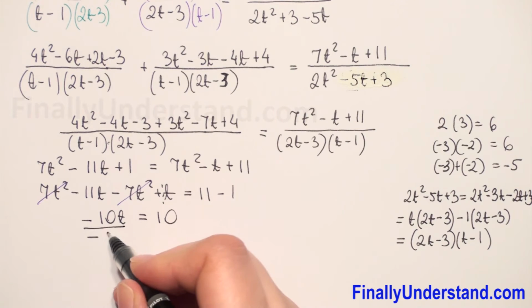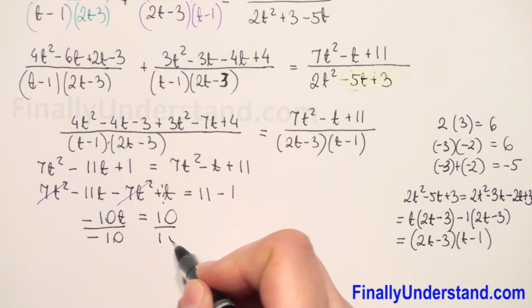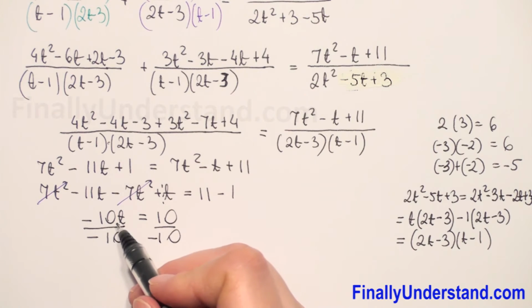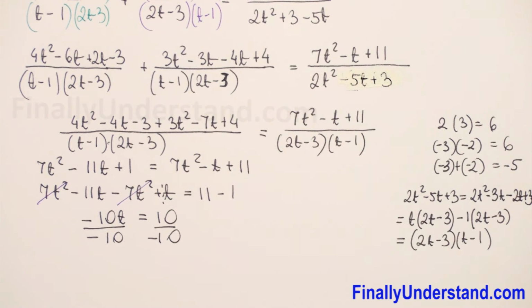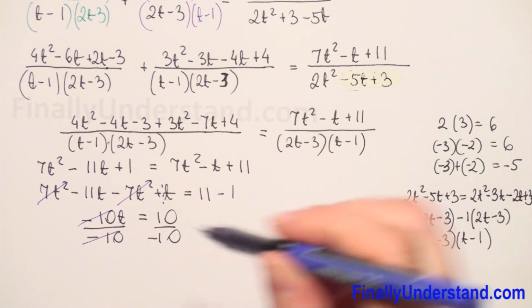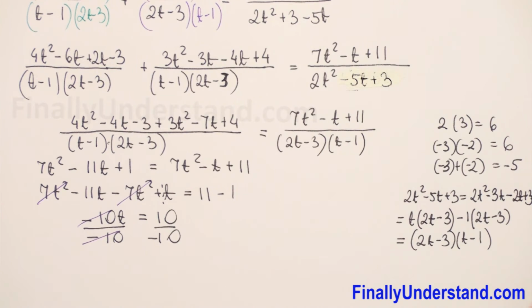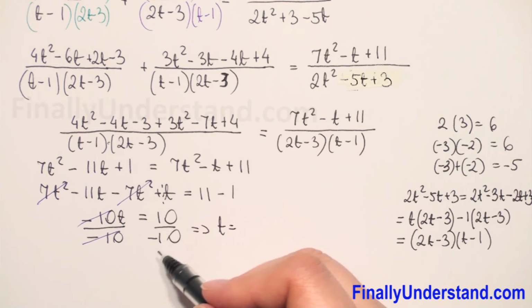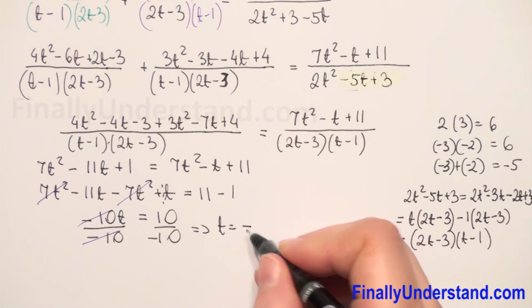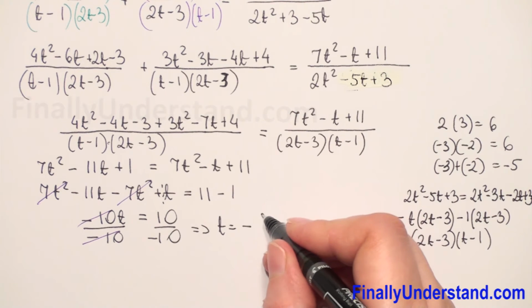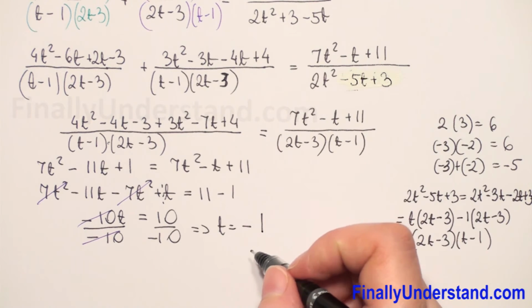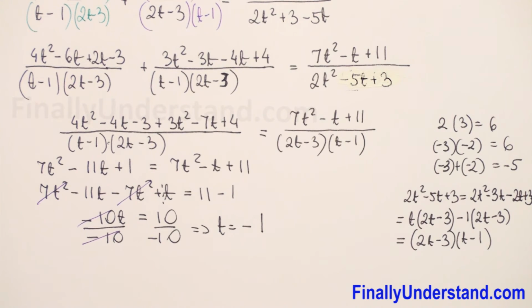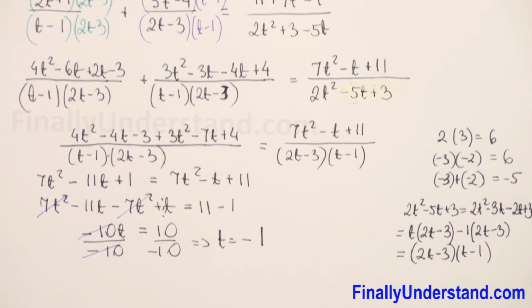Now I will divide both sides by negative 10 to get t. So we see that negative t and negative t we can reduce. So we have that t is equal, positive divided by negative gives me negative, 10 divided by 10 is 1. So we got that t is equal to negative 1. So now we have to check if the solution is correct.